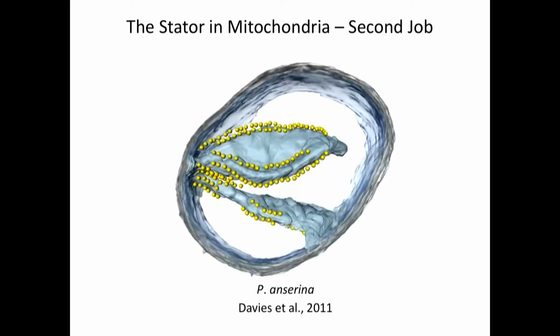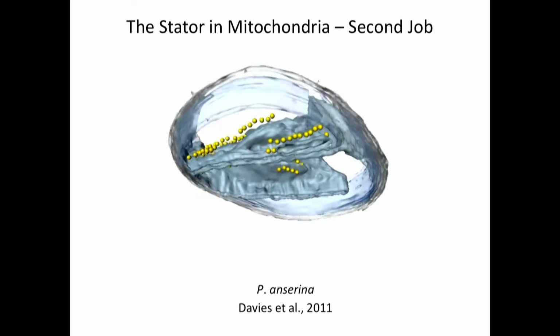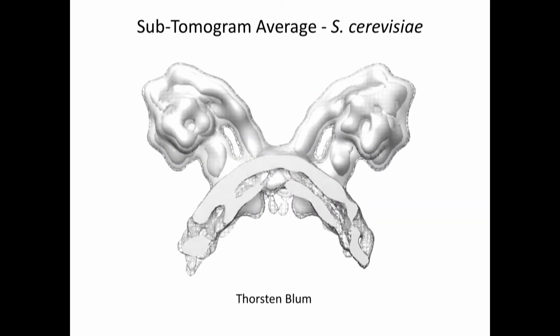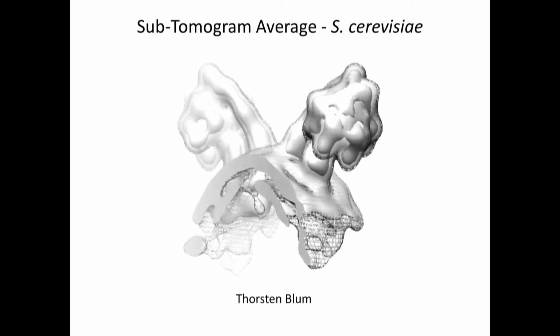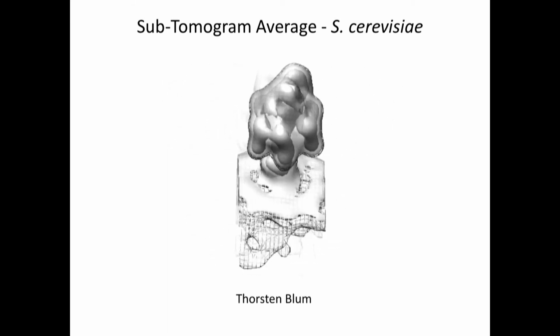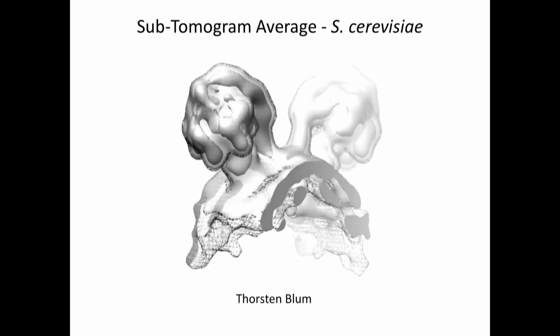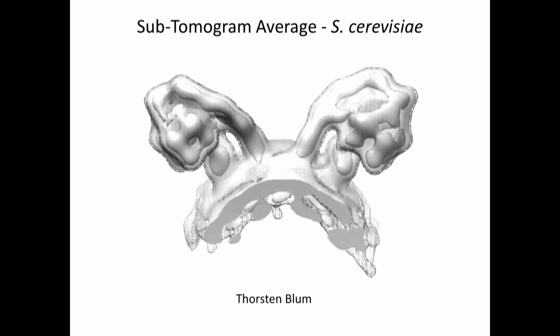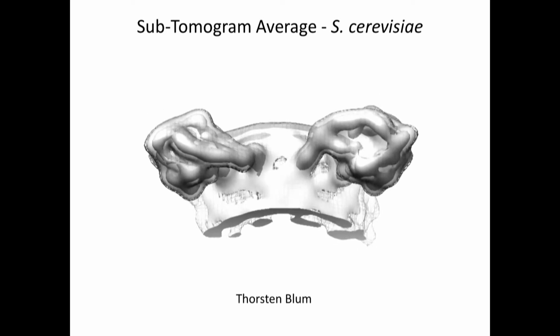We can now cut out subvolumes around those particles and average them together. When we average them together, we get this structure, which you can see is the ATP synthase, but it's dimeric. This is only found in mitochondria. All the other ATP synthases in any other species or organelle are actually monomeric.